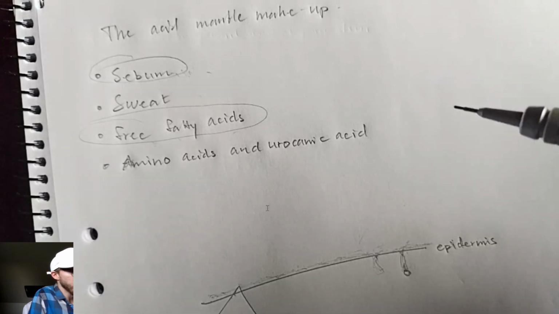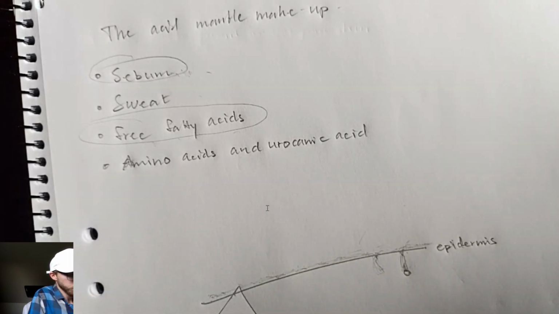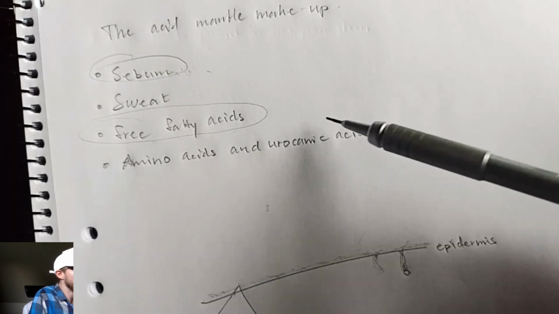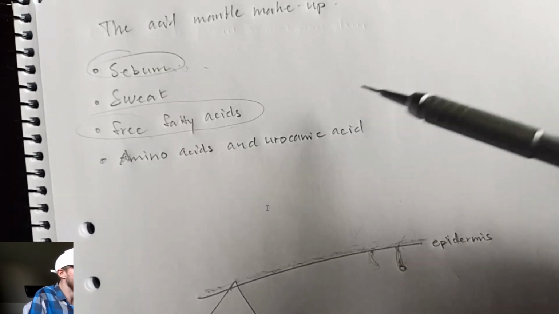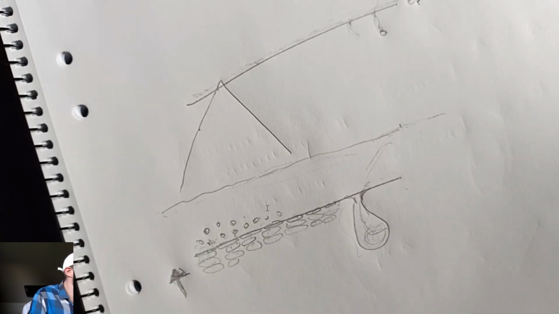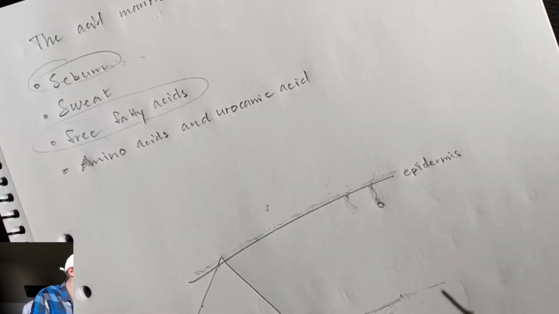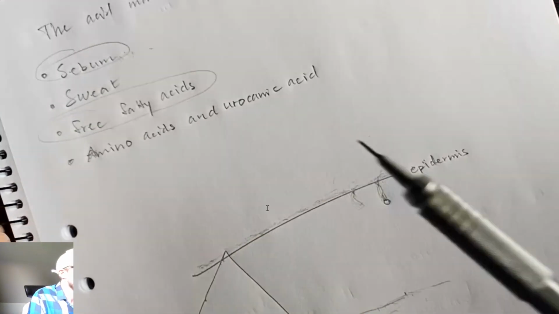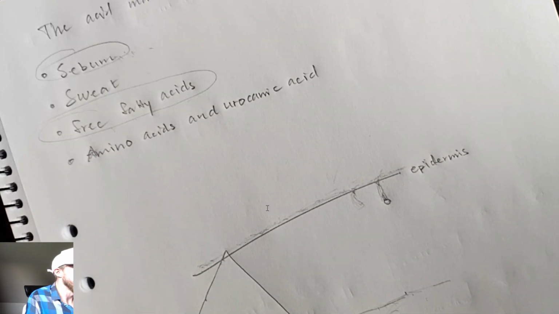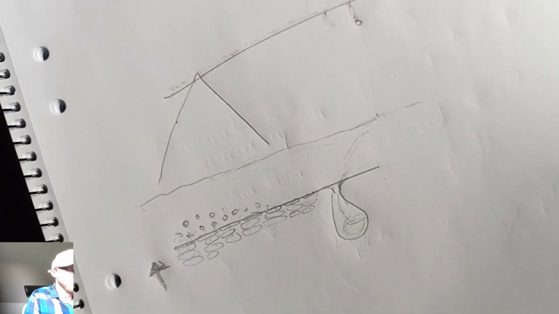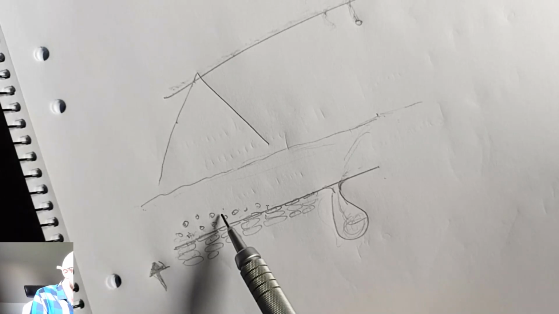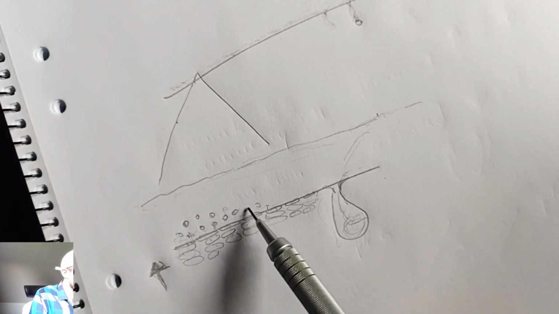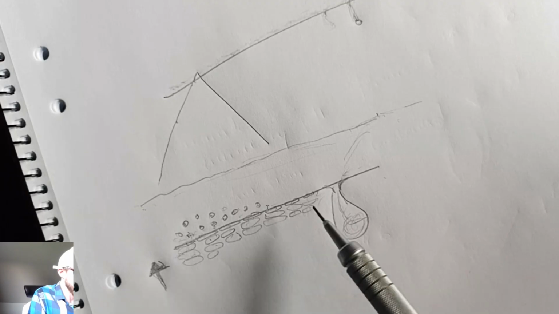I briefly mentioned that it also makes it possible for enzymatic processes to take place on the skin. So in this video, I talk about how sebum and free fatty acids are contributing to the acid mantle.